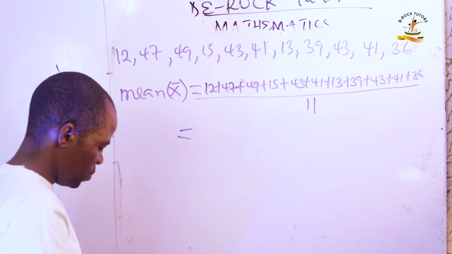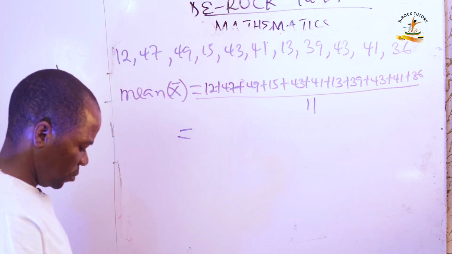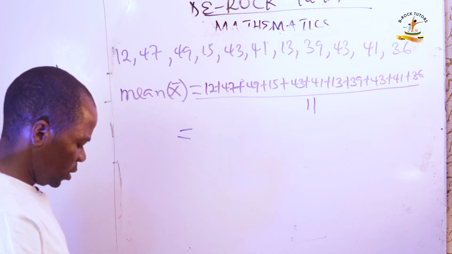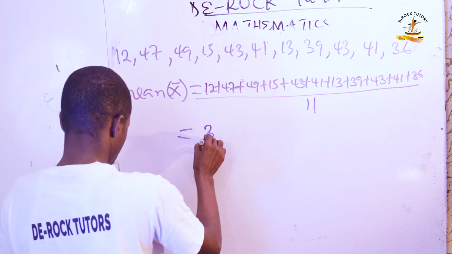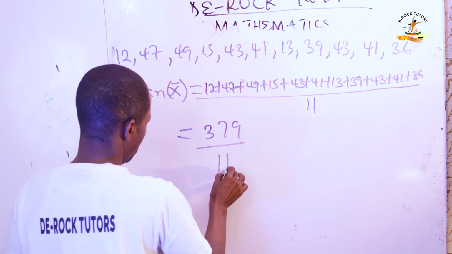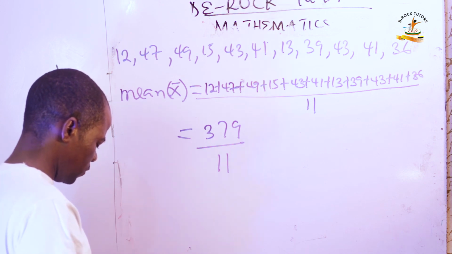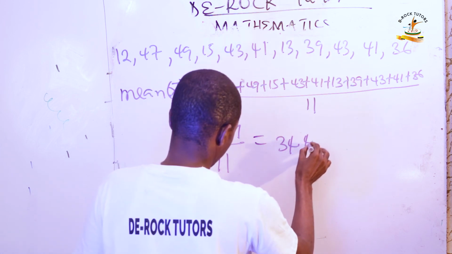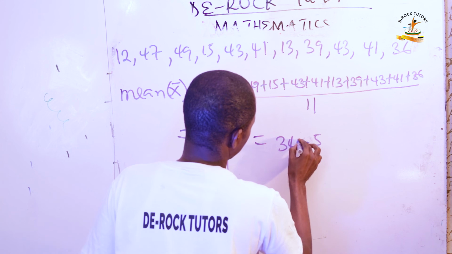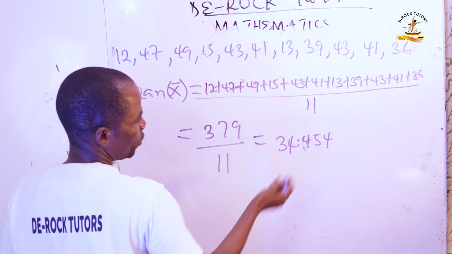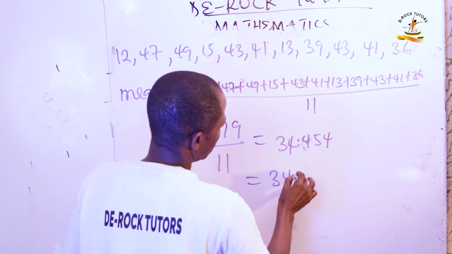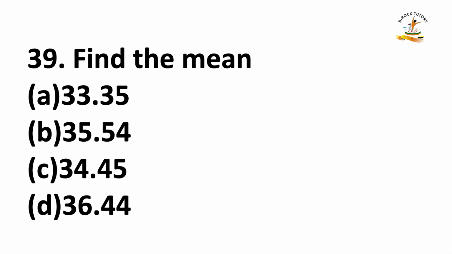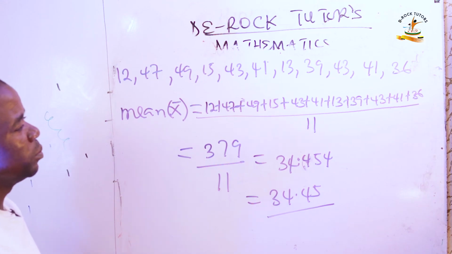And then the mean now will be, if you add them together, 379. That will be 379 all over 11. And 379 divided by 11 will give us 34.454. If you correct it to two decimal places, that will be 34.45. And if you look at the options, that's option C, 34.45. Let's go to number 40.